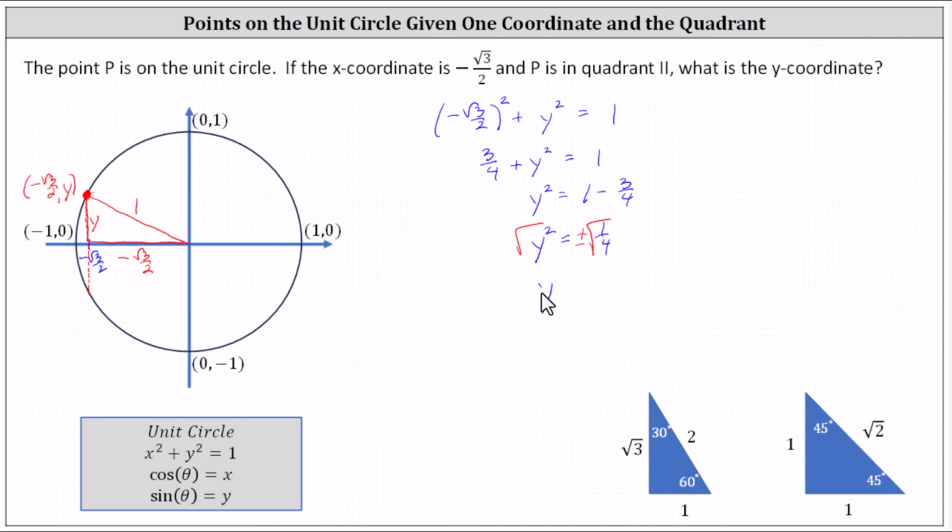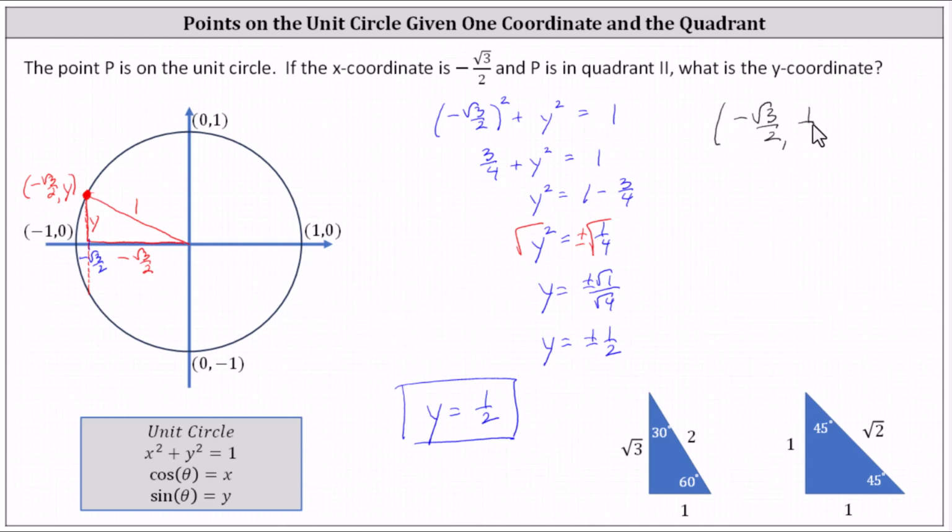Simplifying, we have y equals plus or minus the square root of 1 divided by the square root of 4. The square root of 1 is 1, the square root of 4 is 2, giving us y equals plus or minus 1/2. But again, because we're in the second quadrant where y is positive, we know the y-coordinate is y equals positive 1/2. Notice this indicates the point on the unit circle is negative square root 3 divided by 2 comma 1/2.